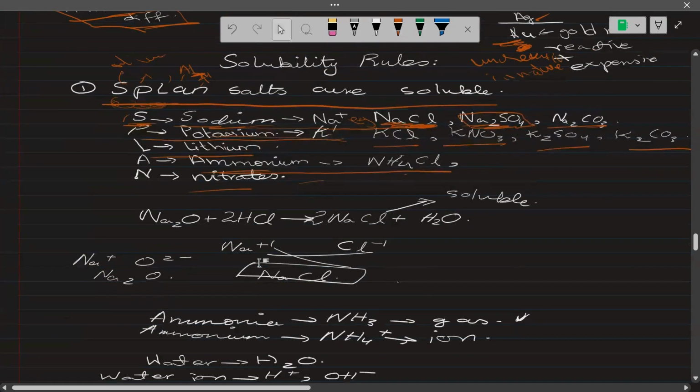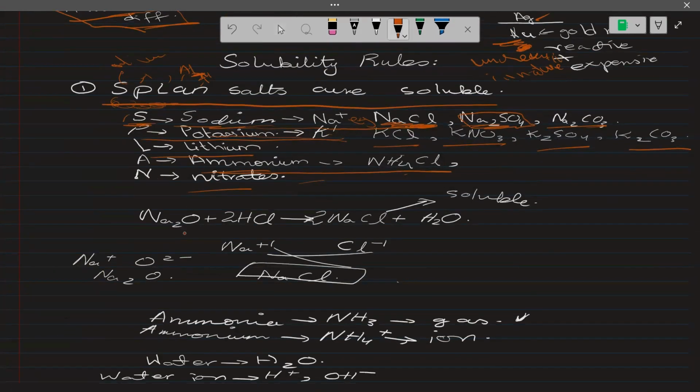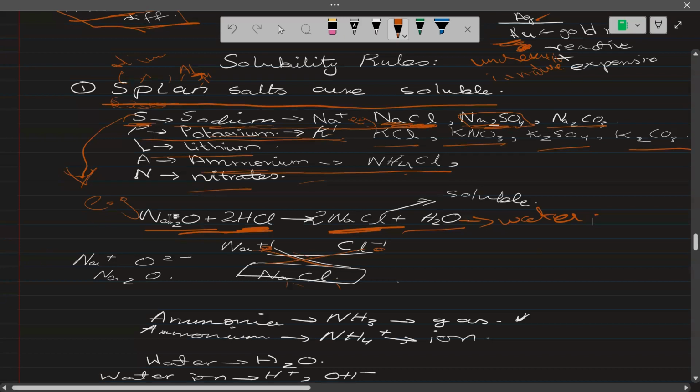Let's take an example of one reaction. If we see sodium oxide reacting with HCl, it will form NaCl. Why NaCl? Because Na has a positive charge and Cl has a negative charge. When they change their positions, they are both one, and one we don't write. Hence it will be NaCl plus H2O, where H2O means water. So we are done with the SPLAN salts.